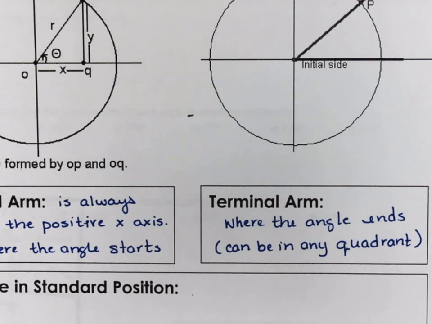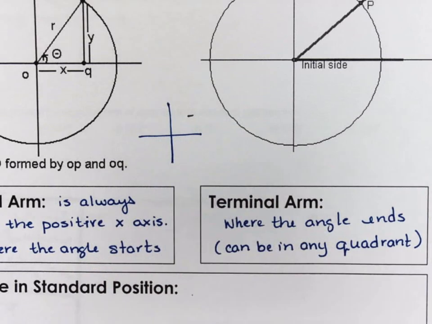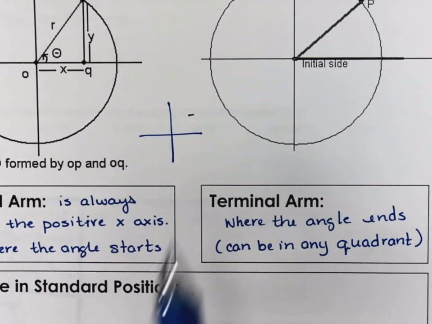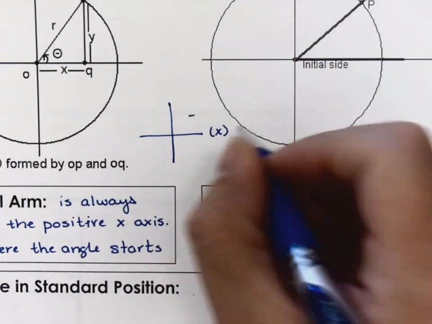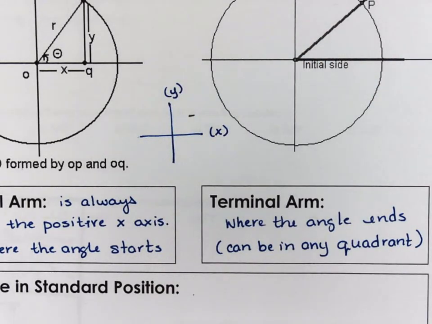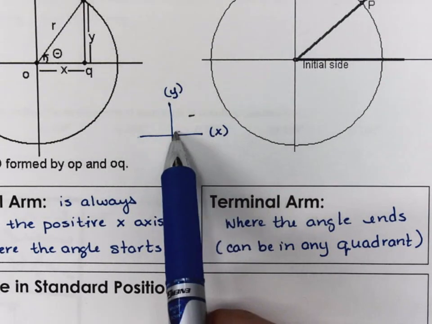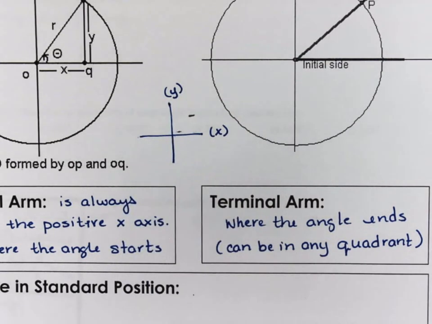Okay, now the terminal arm is where the angle ends. And the terminal arm can end in any quadrant. So if you're not familiar with the language I'm using, we have our coordinate plane. We know that the horizontal is our x-axis. We know the vertical is our y-axis, and everybody's comfortable with that sort of stuff. We know that this side is positive, this side is negative, up is positive, down is negative on the y. We're pretty comfortable with that.